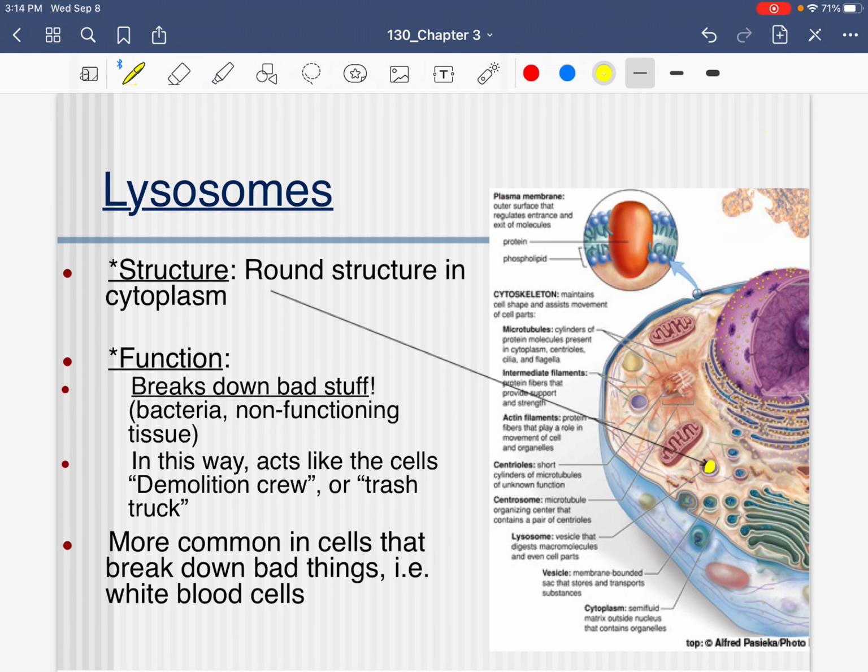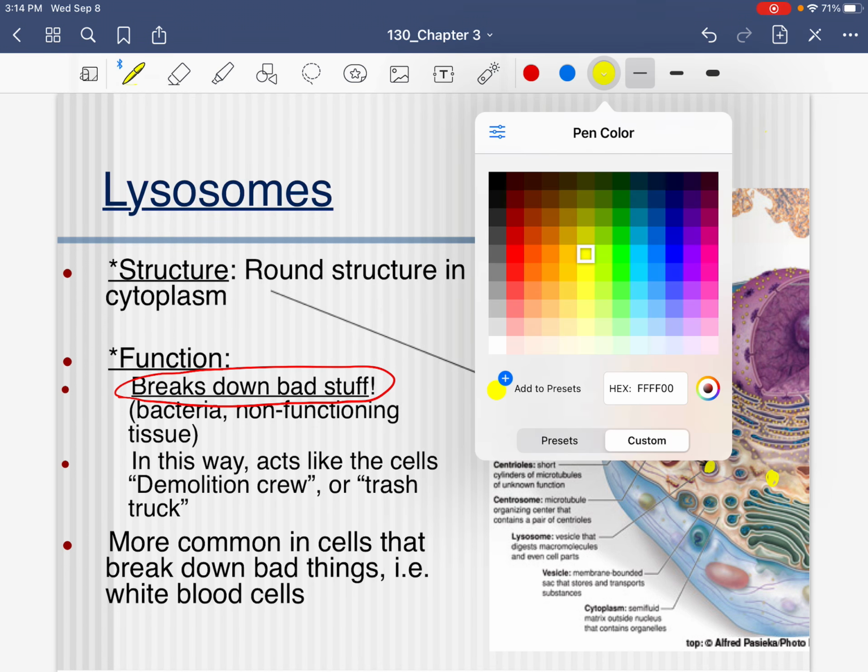The lysosomes are round structures. And there might be one here, there might be one here. So lysosomes are round structures. And what they do is they break down bad stuff. I realize that this statement is a little general, but sometimes I find it most beneficial just to tell it like it is. So lysosomes, they break down bad stuff.